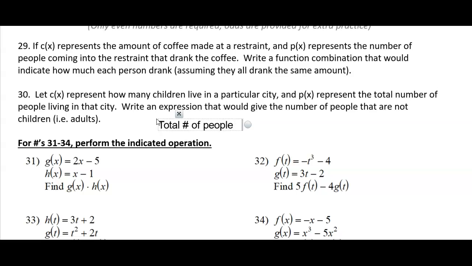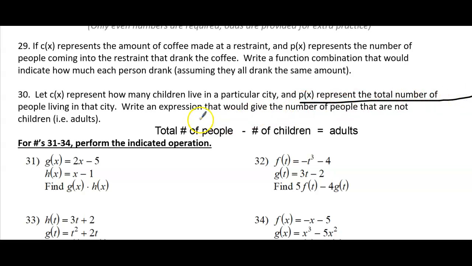Now, I know that if I subtract the number of children from the total number of people, what would be left over is the adults, right? So the total number of people minus the total number of children would leave me with adults only. P of x is the total number of people, so I would put P of x here. The number of children is C of x, and that would give me the number of adults. So our answer for number 30 would be P of x minus C of x.